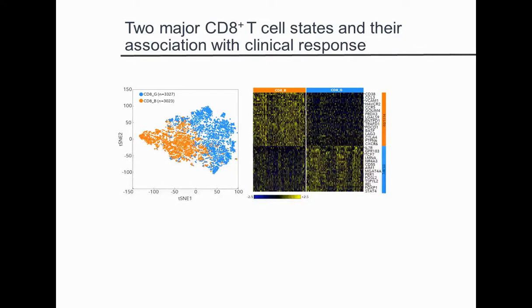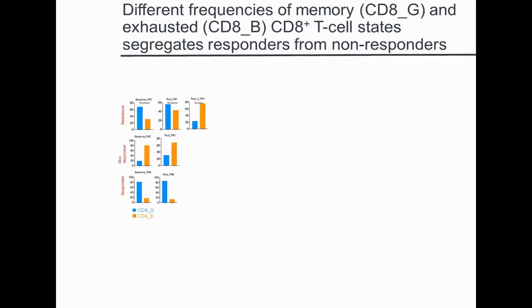And the first thing that we wanted to ask ourselves: how are those 2 cellular states associated with the clinical outcomes? So when we looked at the responders, we see that there's a significant enrichment for the CD8 good, the good cluster, the cluster that's associated with memory cells. And when we look at non-responders, we see that there's a significant enrichment for the bad cluster.